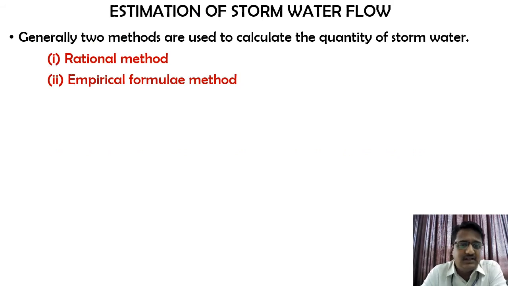Generally there are two methods with which we can calculate the quantity of this storm water or wet weather flow. The first one is the rational method and the second one is the empirical formulae method. In the rational method, we take the practical values of the rainfall that has been occurring, along with the characteristics of the ground, to determine the quantum of runoff.